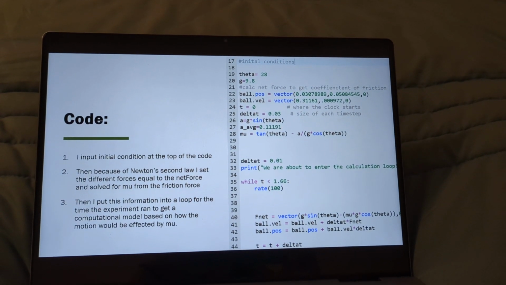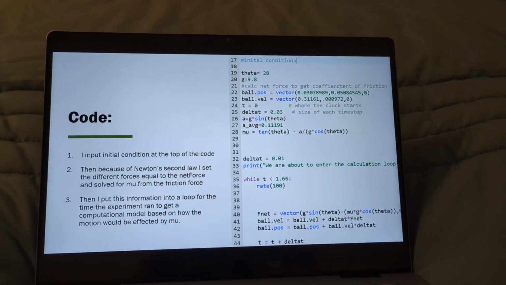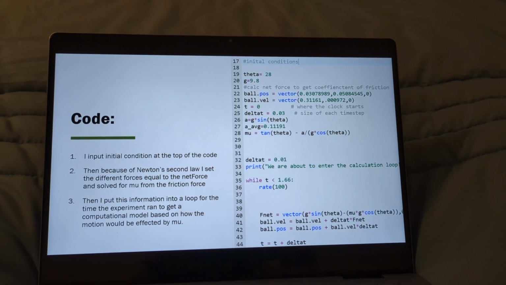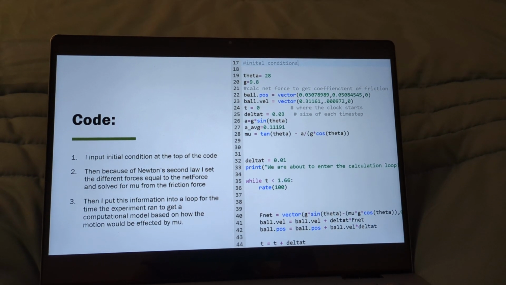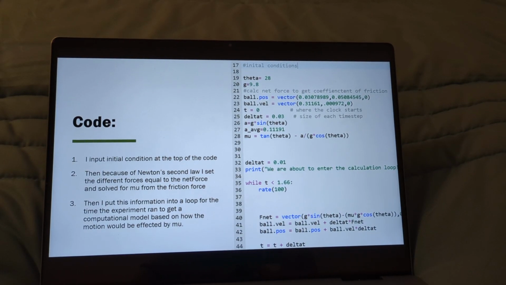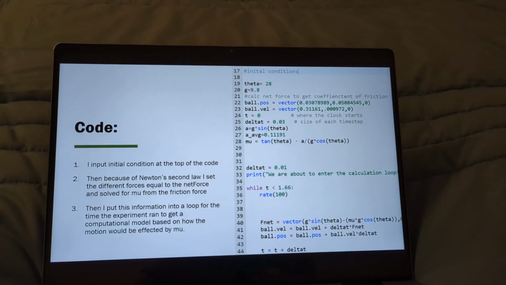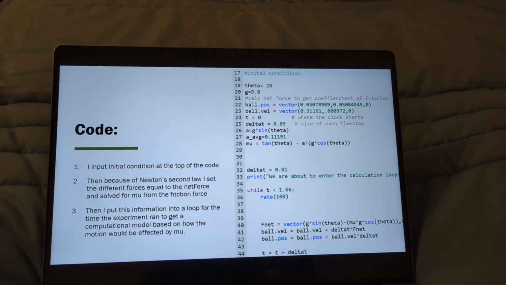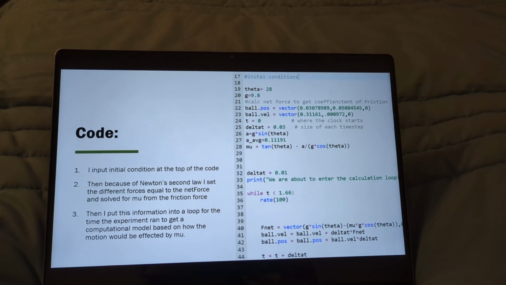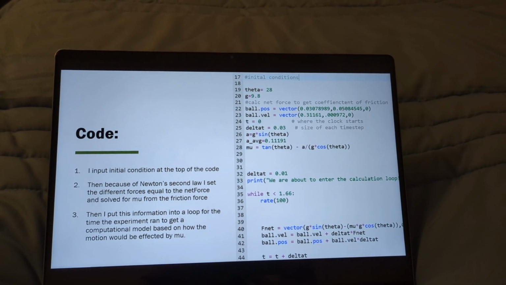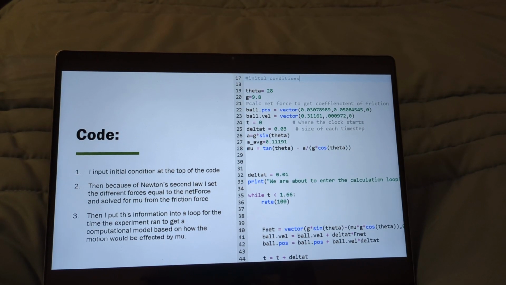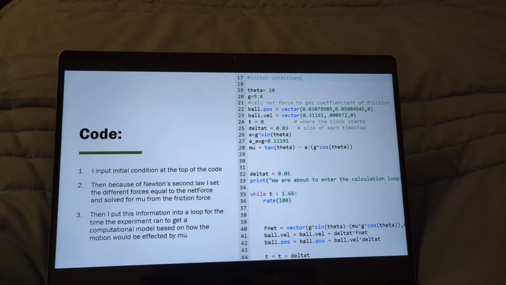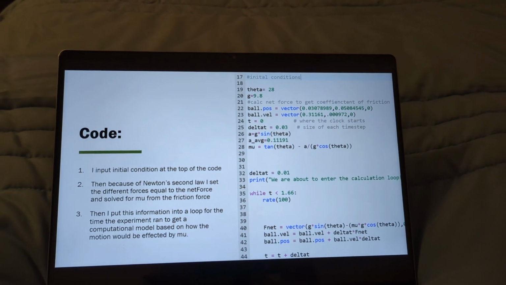Code. I input the initial conditions that we talked about at the top. Then, because of Newton's second law, I set the different forces equal to net force and solved for mu from the friction force. I got that mu equals tan theta minus acceleration divided by g times cosine theta. Then I got delta t by averaging from my data as 0.01. Then I put this information into a loop for the time the experiment ran to get a computational model based on how the motion would be affected by mu.